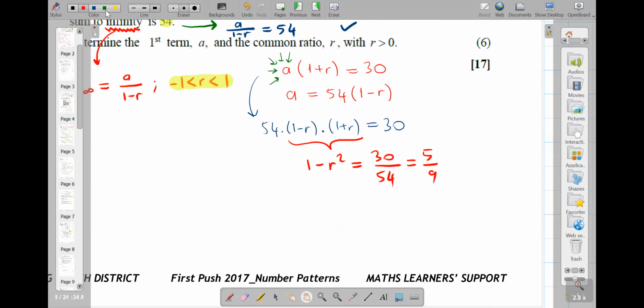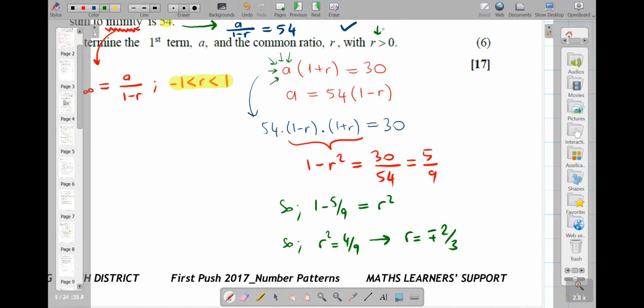Now, if you leave R alone, so I can take 1 minus 5 over 9 is equal to R squared. I take R squared from left to right and 5 over 9 from right to left. What is 1 minus 5 over 9? It is 4 over 9. So then it's almost done. R squared is 4 over 9. Can I have plus minus 2 possible answers? Yes, it can be plus minus 2 over 3.